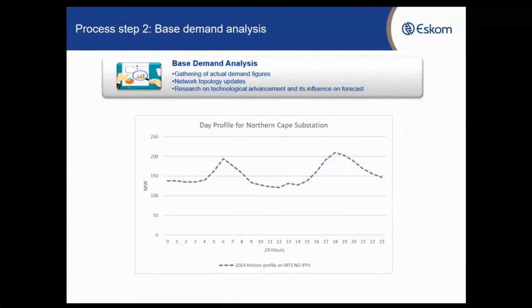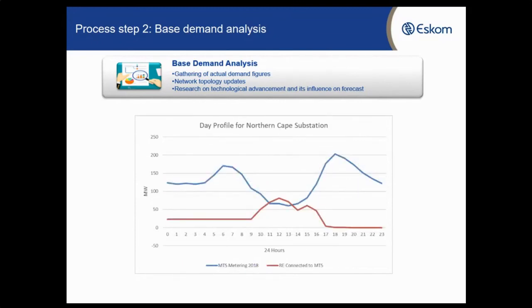Another example of that is, this is a day profile for a Northern Cape substation. This is our historic profile that we had. If we look at a current profile, you would see that suddenly the Eskom metering side has a lower demand measurement, especially during midday where the sun shines quite brightly. So if we consider the IPP metering at that specific point, you can see that there is a definite decrease in the Eskom metering due to the IPP measuring in at this point, providing supply to that specific spatial area.